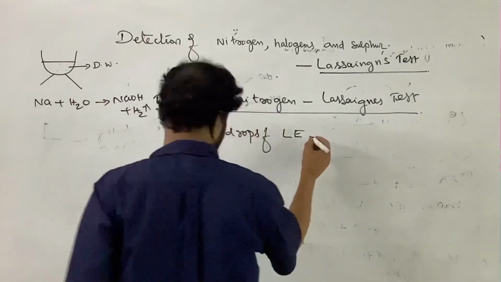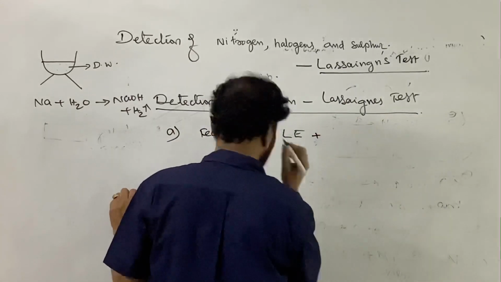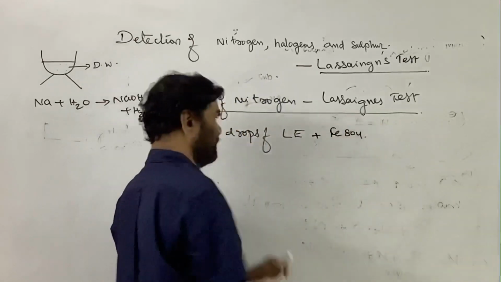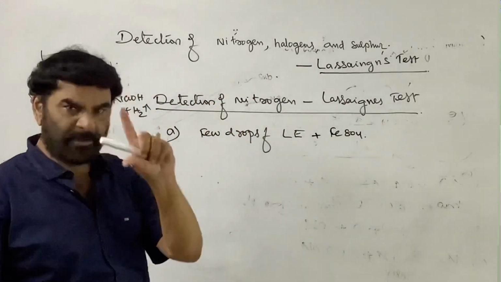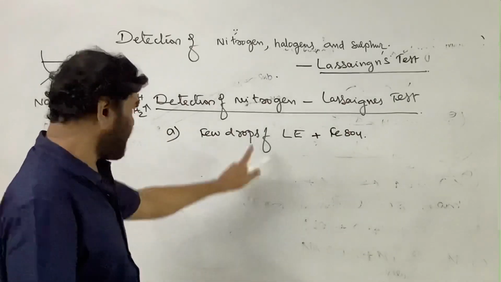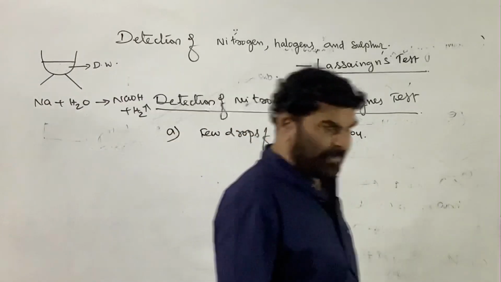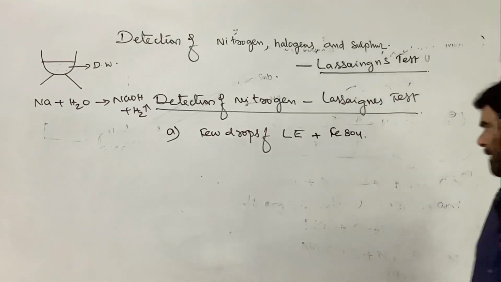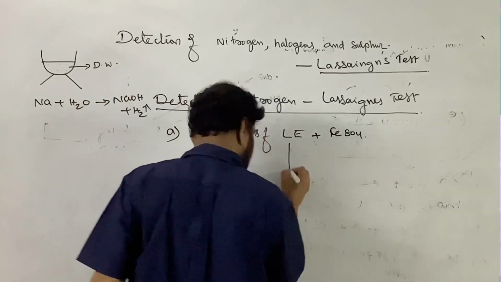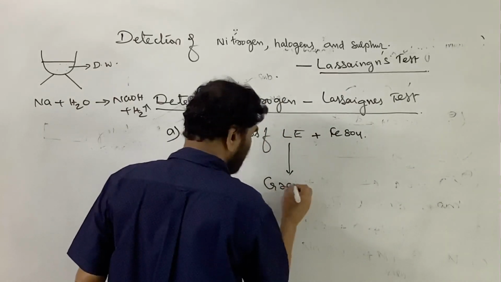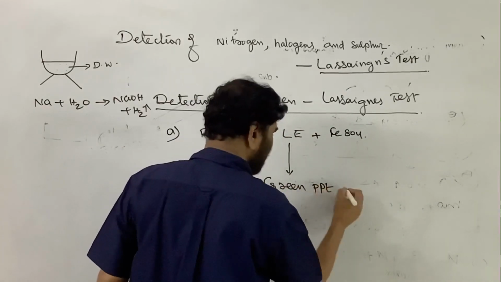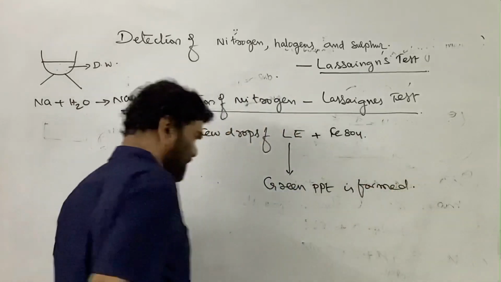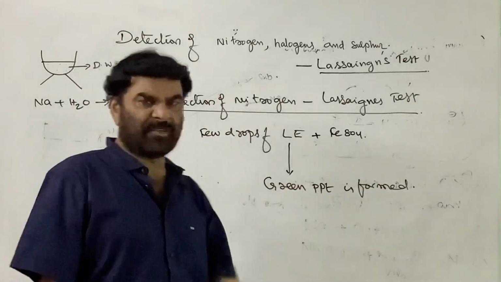To this, Lassaigne extract plus ferrous sulfate is added. Take a few drops of the Lassaigne extract in a test tube and add freshly prepared ferrous sulfate solution, or solid ferrous sulfate. Here a green precipitate is formed. Whether nitrogen is present or not, a green precipitate is always formed.